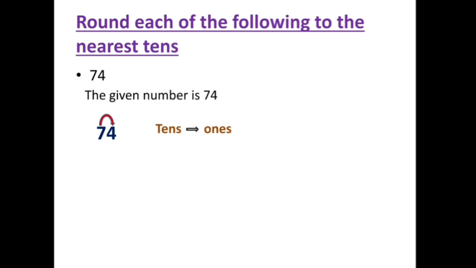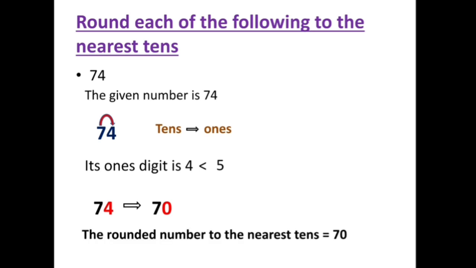Now let us do the comparison. 4 is less than 5 or greater than 5? 4 is less than 5. So the tens place will be the same. Ones place will become 0, which means 7 will be the same, 4 will be 0. The answer we get is 74 will become 70 since 4 is less than 5. The rounded number to the nearest tens is 70.